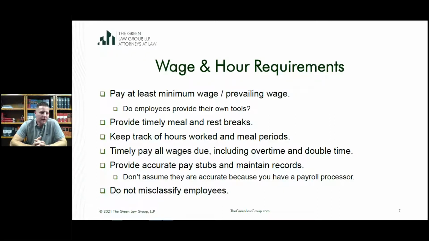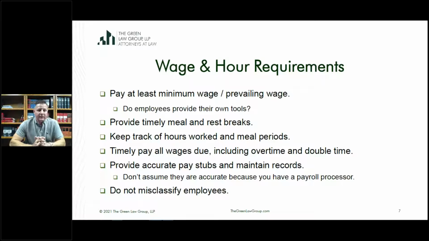The next common issue that comes up is not timely paying all wages due, in particular overtime and double time. Now, generally the law requires that if an employee works over 8 hours, they must be paid time and a half for all hours worked. If they work more than 12 hours, they must be paid double time for all hours that they work. I've seen very often contractors who pay their employees straight time for all the hours worked, and that leaves you open to overtime violations and a bunch of penalties that get attached to it.